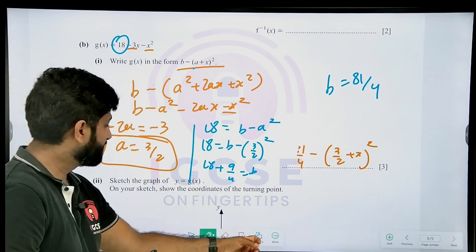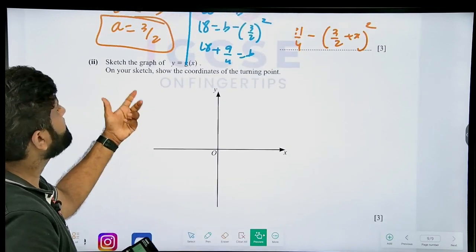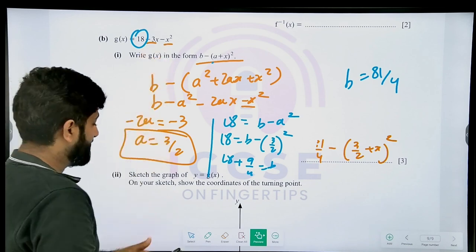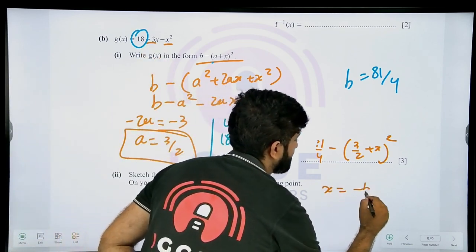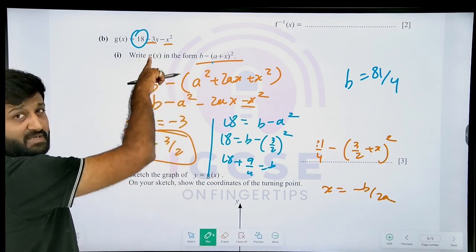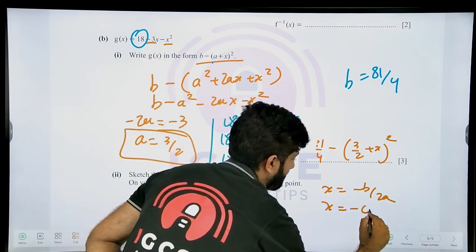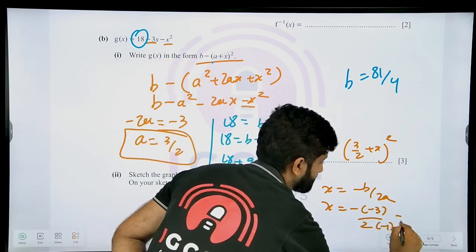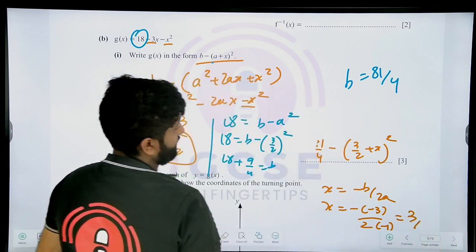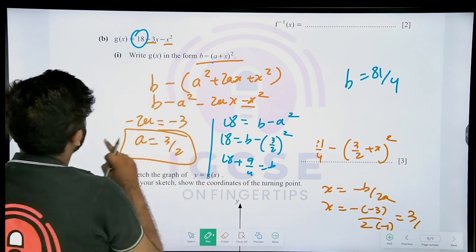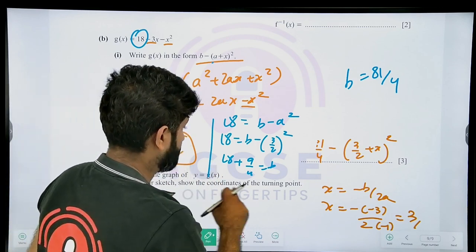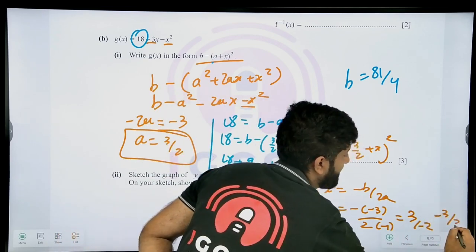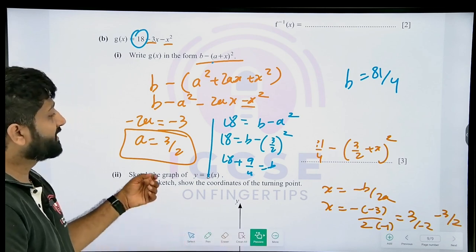Now, next part, I have been told to sketch the graph indicating the turning points. Right, again, what are the turning points? Let's say I'll simply use the formula. Turning point is minus b over 2a. What is my b, guys? B is minus 3. So, minus 3 over 2 times a. What is a? Negative 1. Just a second, what is b? B is negative 3 and a is negative 1. So, minus minus plus, and this is minus, yes. So, 3 over minus 2, so the turning point is negative 3 by 2.